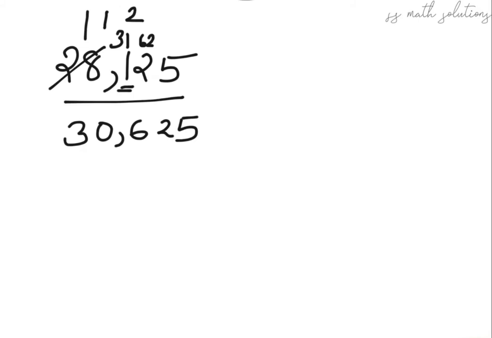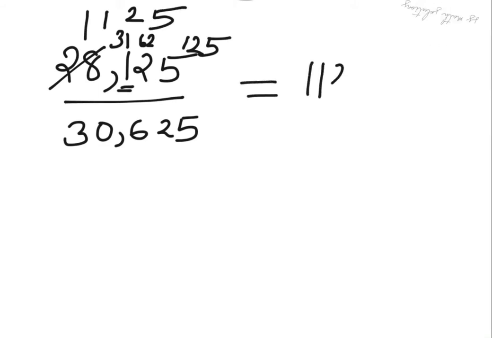That 12 will be included here with this 5, so 125. So 25 into 4 is 100. 25 into 5 is 125. So our answer is 1125. Hope you understood. If it is with 5, a very small number will come, right? But we are cancelling with 25, that is 2 5s' effect, right? Two 5s' effect we are doing in one step, right?